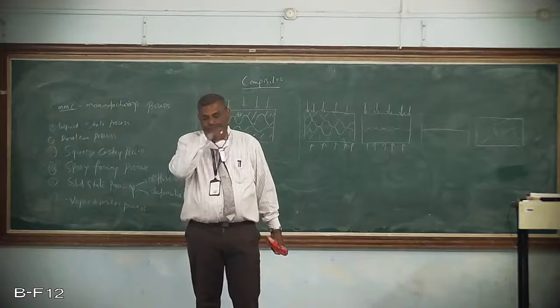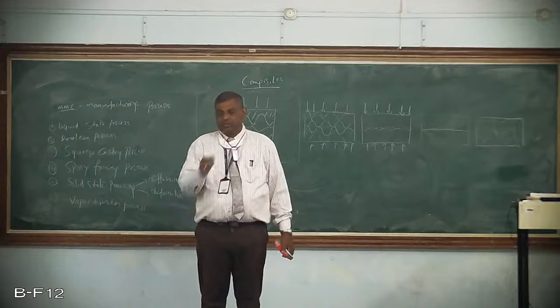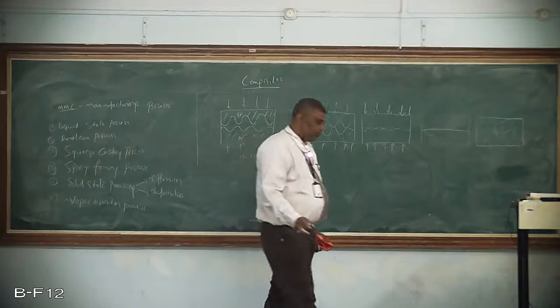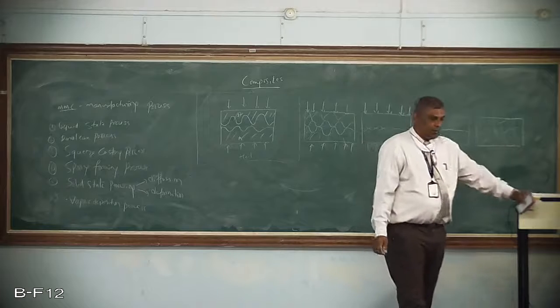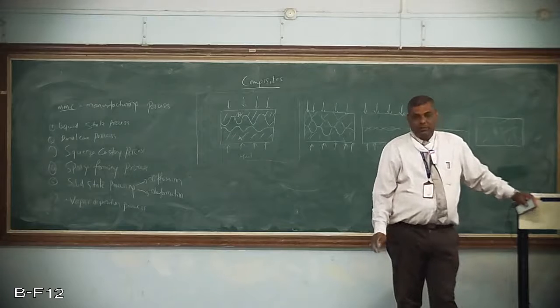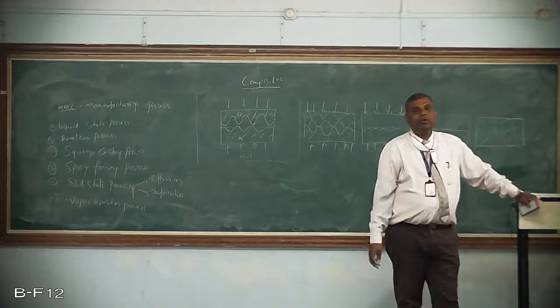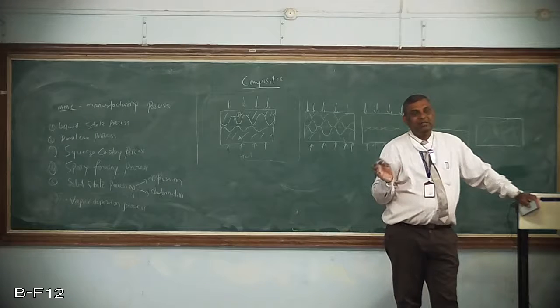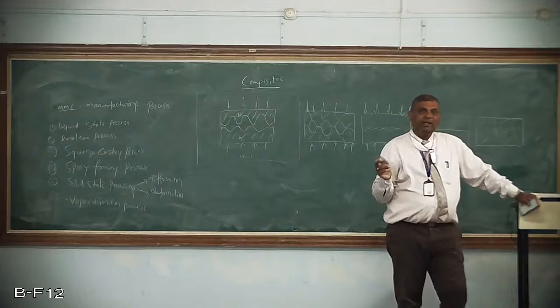Now if you want to join two dissimilar materials, the only process you would have is welding. So welding is more suitable, or the most desirable, only for two similar materials. For example, aluminium to aluminium, copper to copper, okay, brass to brass, steel to steel like this, and titanium to titanium.